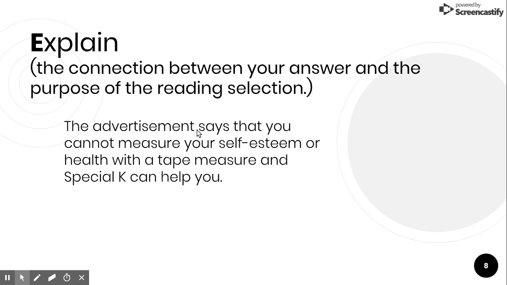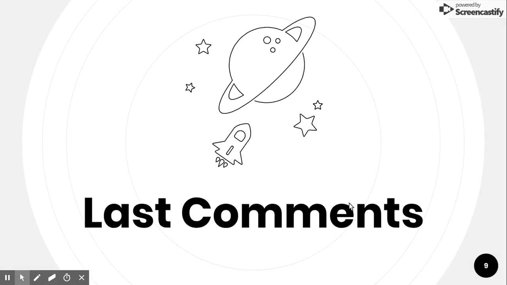Finally, explaining: the advertisement says that you cannot measure self-esteem or health with a tape measure, and Special K can help you. So again, you're remaking the connection to your answer and the purpose of the ad. The purpose of the ad is to show that Special K can help you with your self-esteem and health. Okay, so last comments. Like I said, your goal for good, strong answers is 3 sentences following the APE format.